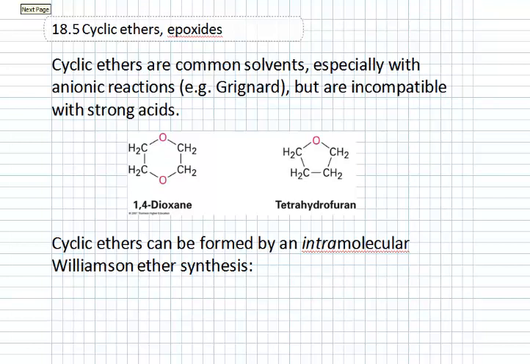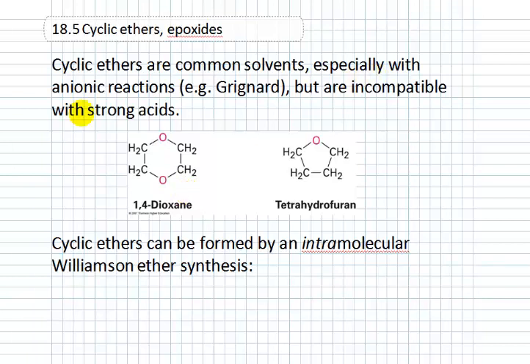Let's talk here about cyclic ethers. We already made one a minute ago, and I also told you cyclic ethers are common solvents. So here's tetrahydrofuran, here's 1,4-dioxane, a little higher boiling solvent that's used sometimes. They're very common with anionic reactions.